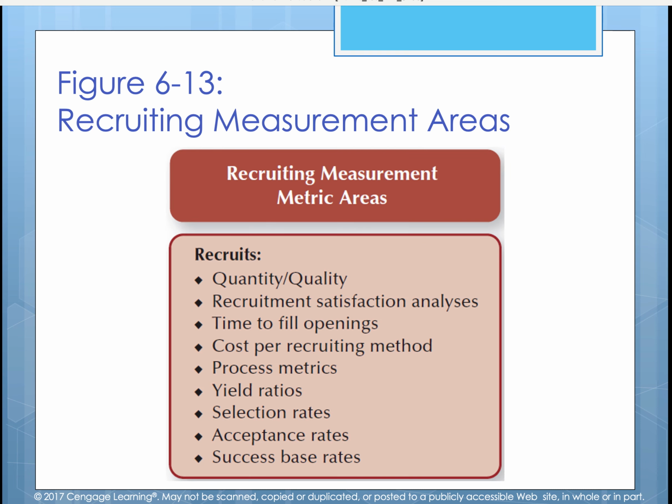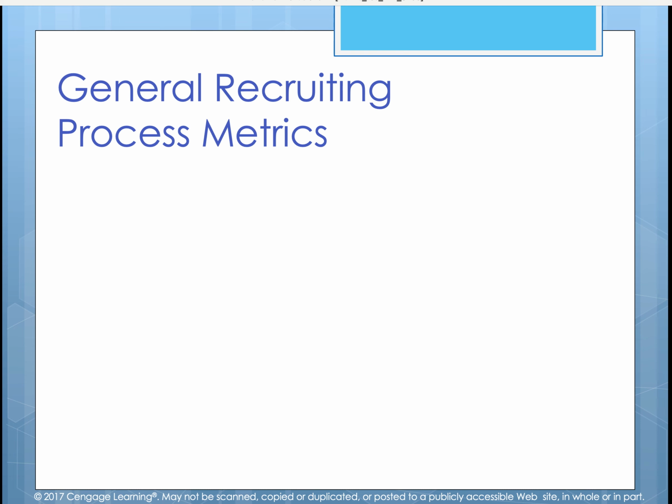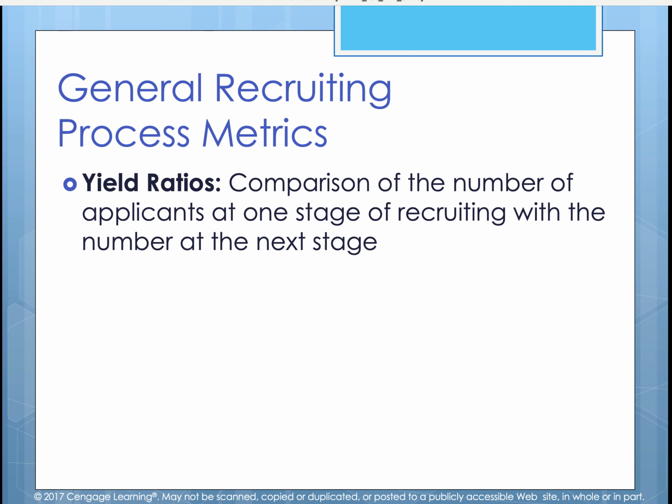Figure 6.13 is looking at the measurement areas for recruiting. So those metrics are, once again, the quantity and quality and everything. But going down further, you see that there is a cost per recruiting method. There's some ratios as far as yield, and of course the rates of selection, acceptance, and success base. And the textbook goes into greater analysis of all of those metric areas. I'm going to go over some of those.